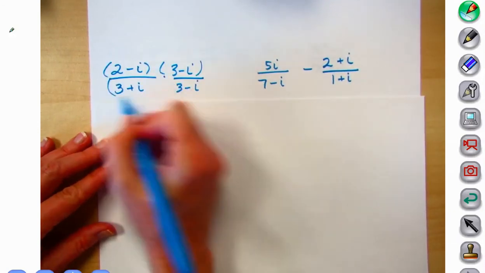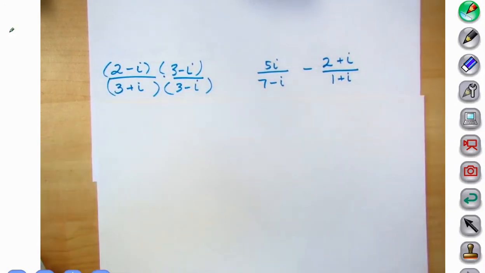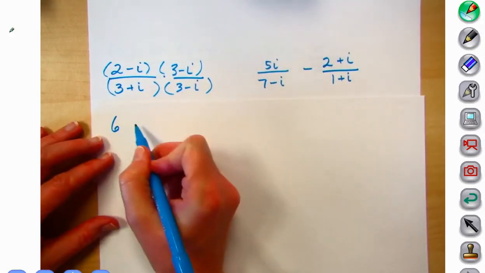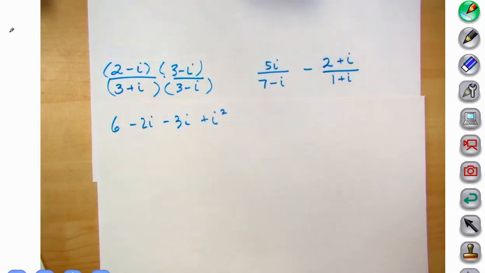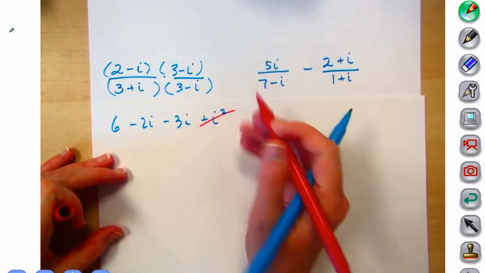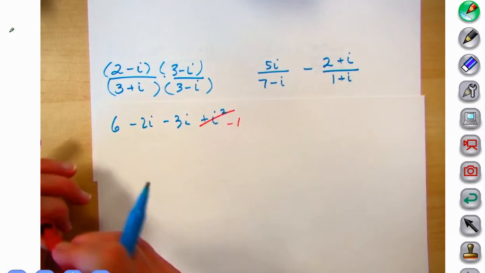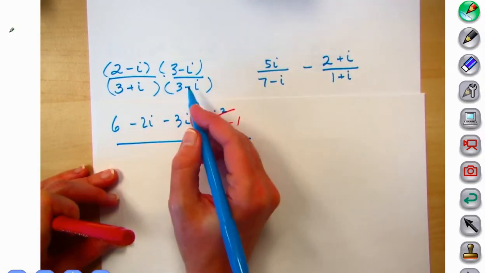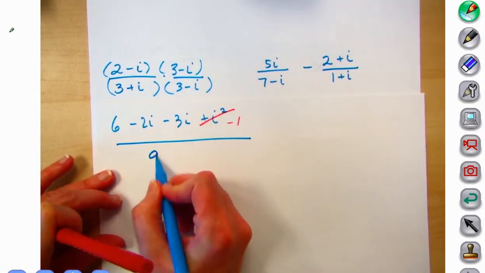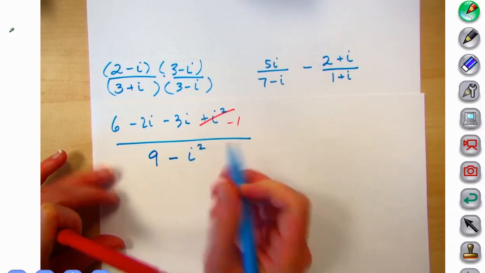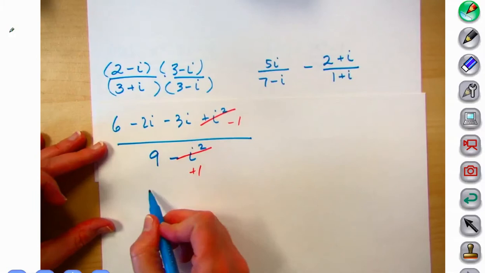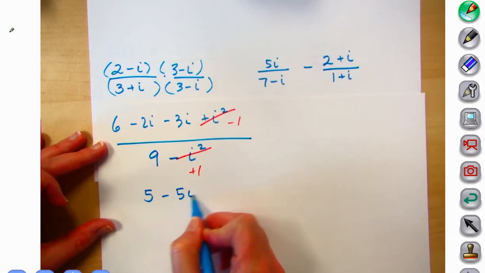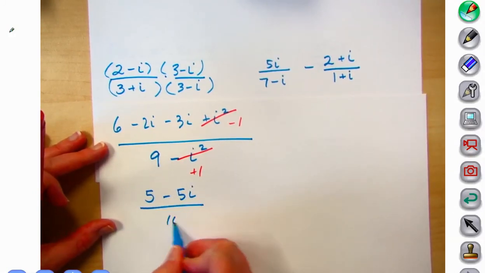So we will FOIL the top, and we don't have to FOIL the bottom, okay? So the top, 6 minus 2i minus 3i plus i squared. That plus i squared is going to become -1. To the bottom, since they're conjugates, just first and last, so 9 minus i squared. The minus i squared becomes +1. So now we've got 5 minus 5i over 10.